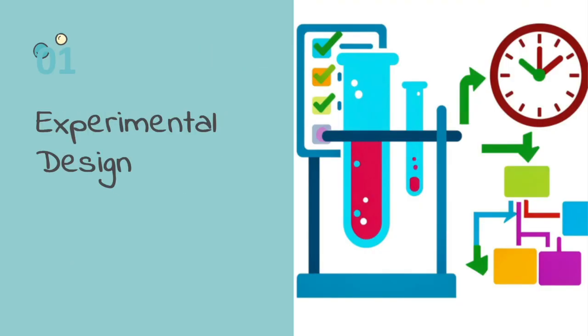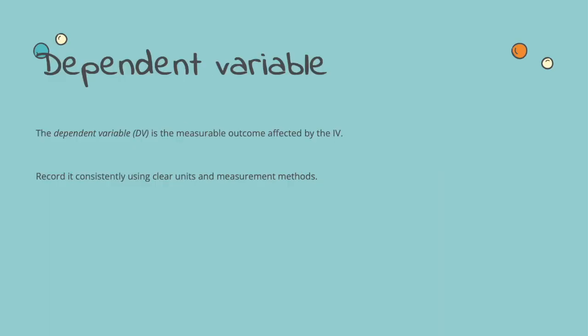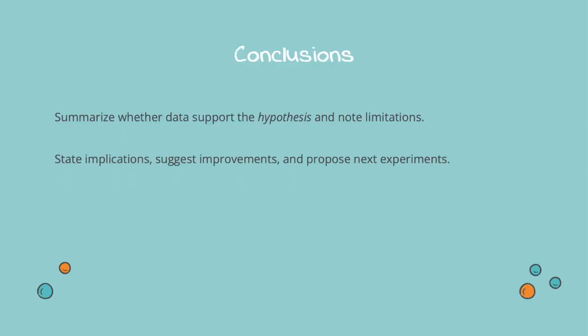So, what is experimental design? There's the independent variable, which is what you deliberately change in an experiment. You choose one IV to test at a time and vary it across conditions to assess its effect. Then you have the dependent variable, which is the measurable outcome affected by the IV. Record it consistently using clear units and measurement methods.